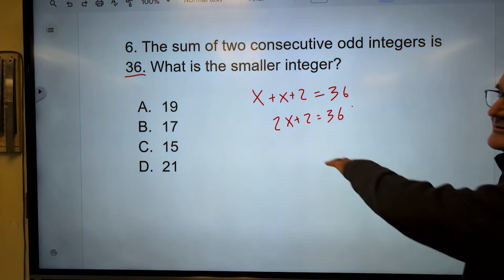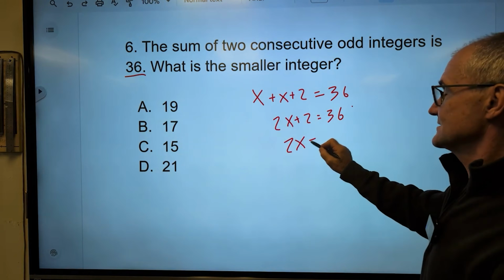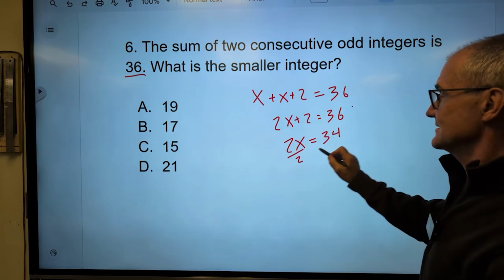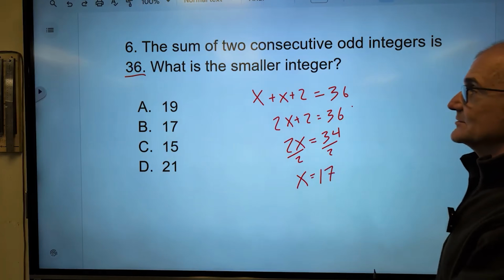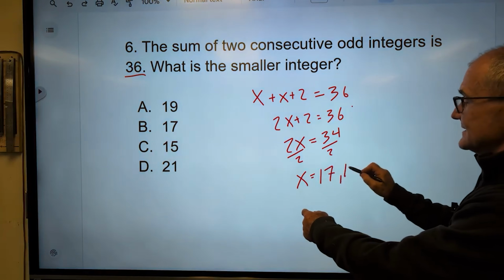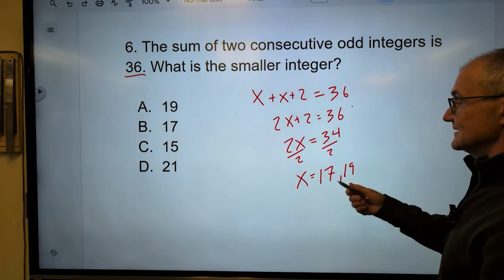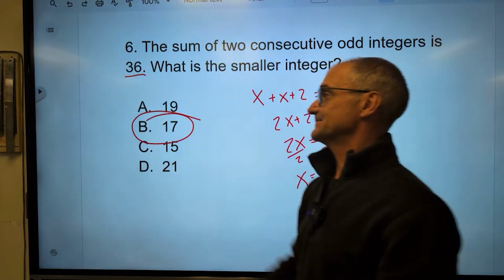Combine similar terms. Isolating the variable x, subtract 2 from both sides. 2x equals 34. Divide both sides by 2. x is equal to 17. The two numbers would be 17 and 19, consecutive odd integers. Together they add to 36, what I need. I want the smaller one, correct answer, answer B.